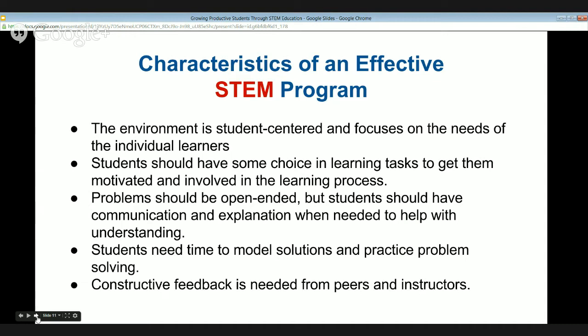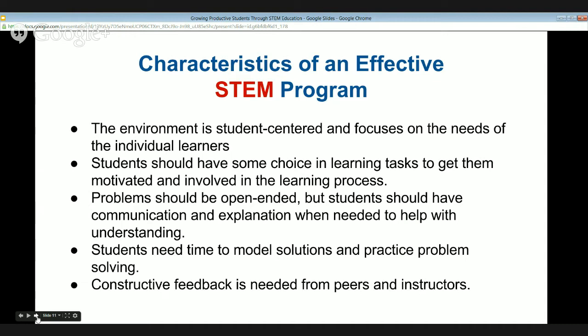One of the other big deals is giving them enough time to model solutions and practice problem solving. And that's critical. The time factor cannot be skimped on here, because if you do not give them enough time to actually do the exploration, to do the brainstorming, to try out a model and test the model, then you're missing the whole point of STEM, which is developing that thinking process.